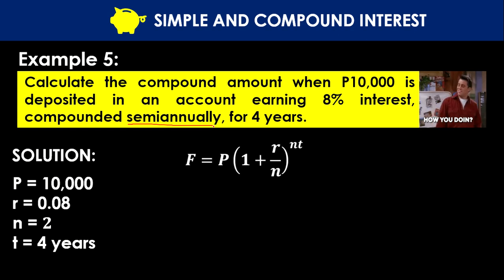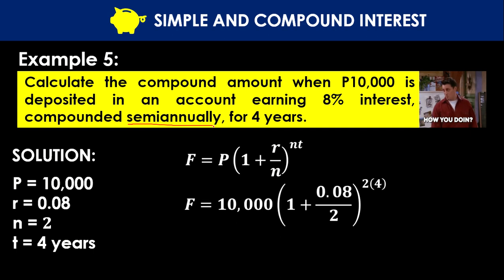So all we need to do is to substitute this in our formula. We'll have 10,000 times the quantity of 1 plus 0.08 divided by 2 raised to 2 times 4. If we input this in our calculator, we're going to have 13,685.69 pesos. I prefer that you use a scientific calculator so that you can easily input that and get the result. Let's have another example.